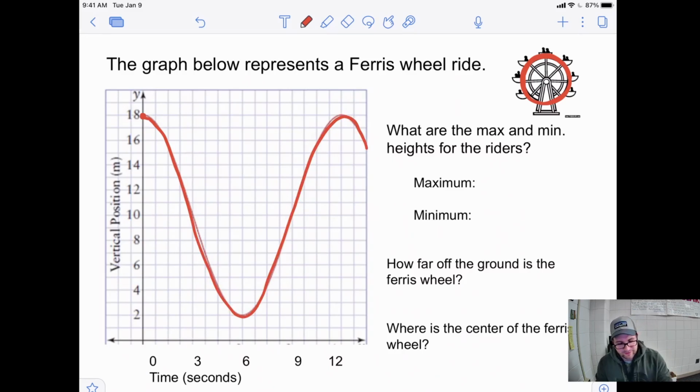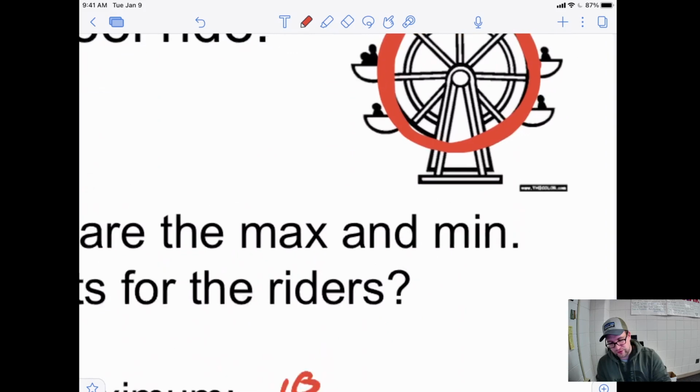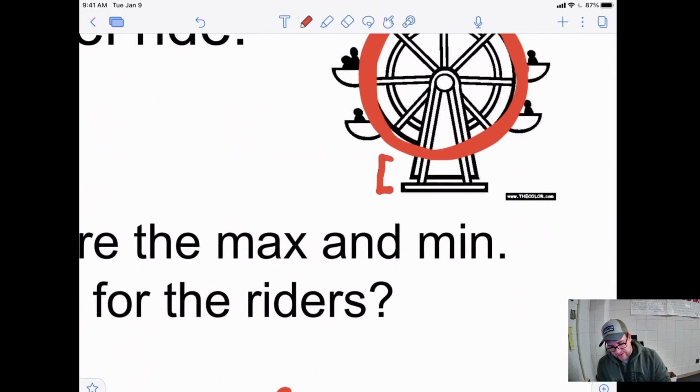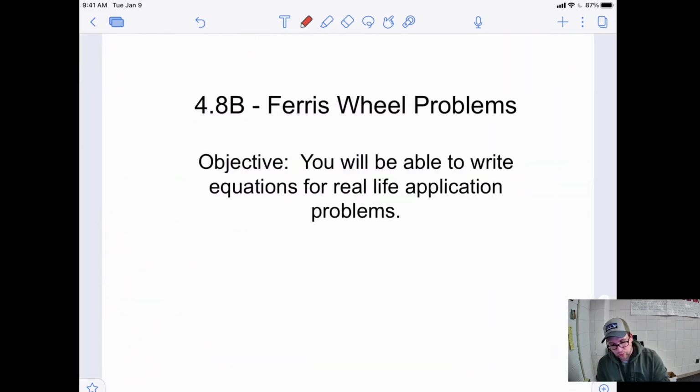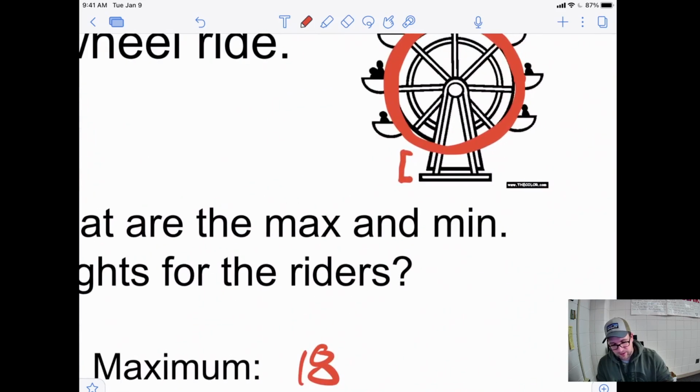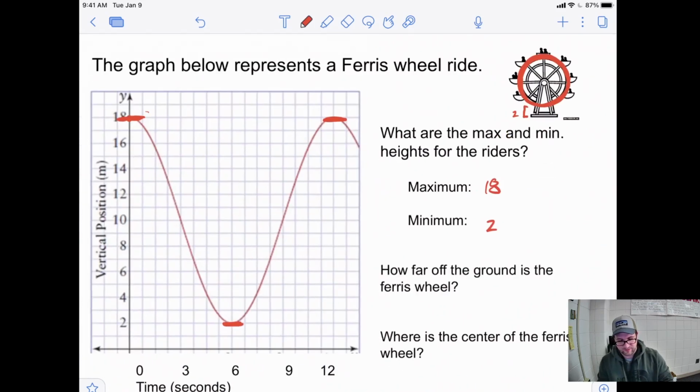Now, looking at this graph, we can see that the highest point the rider gets to is 18, and it appears that the lowest point they get to is 2. So the question is, how far is the Ferris wheel off of the ground? Well, if the lowest point they get to is 2, then the actual wheel portion where people are riding must be 2 feet off of the ground.